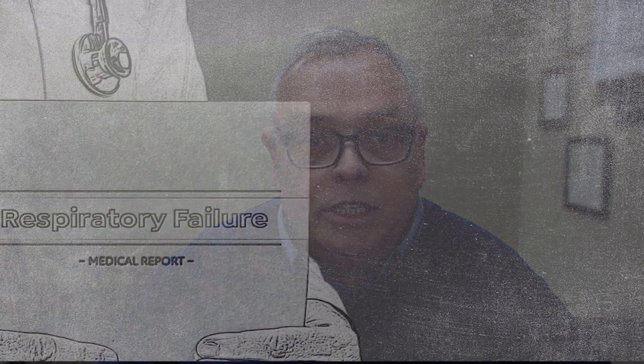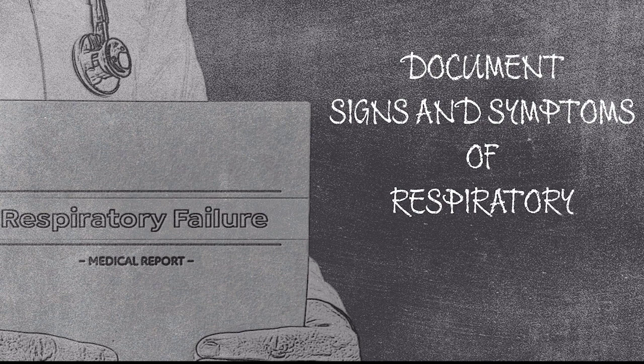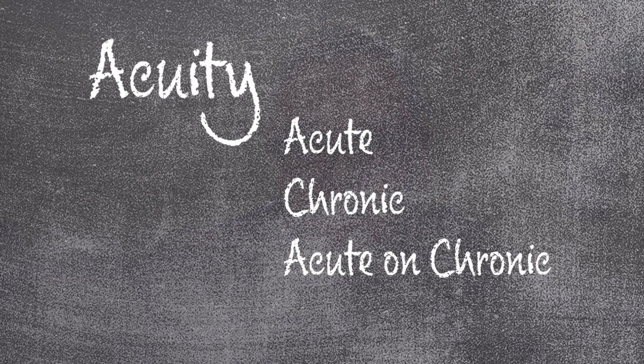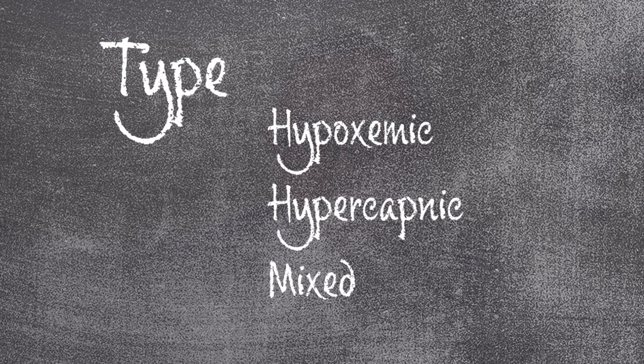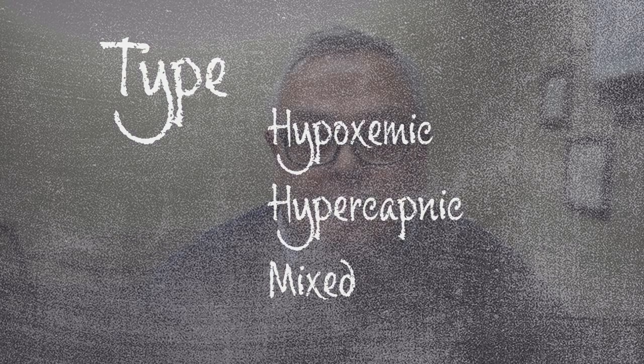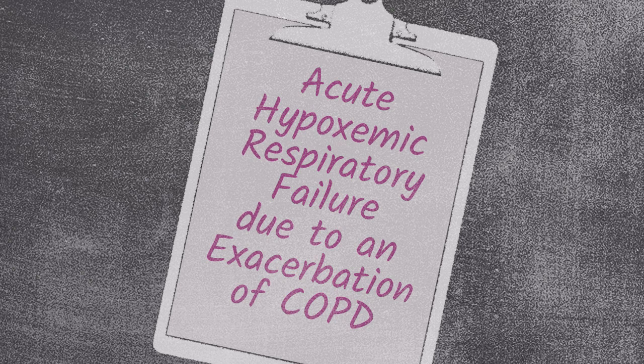But it is very important to remember that besides hypoxemia and hypercapnia, you also need to document signs and symptoms of respiratory distress. Now, complete and accurate documentation of respiratory failure is really quite easy and requires only three elements: etiology, acuity, and type. Acuity can either be acute or chronic, or acute on chronic. Type is hypoxemic, hypercapnic, or mixed hypoxemic and hypercapnic. So an example of complete and accurate documentation for respiratory failure would be acute hypoxemic respiratory failure due to an exacerbation of COPD.